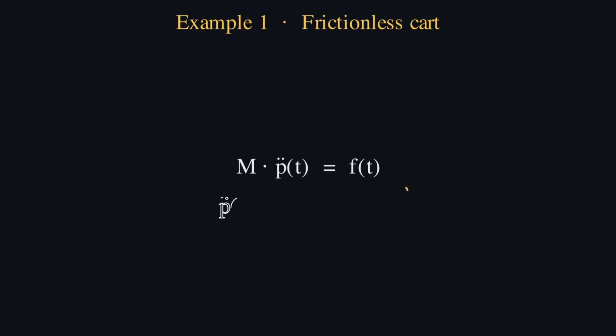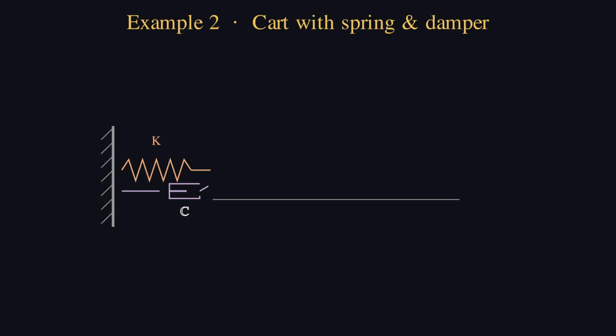The second example we are going to consider is a cart with a spring and a damper. So we are going to make it a little bit more complex. Now, our cart is connected to a wall through two elements. We have the spring, which is an elastic spring with an elastic constant K, and then a damper that's going to present some viscous friction with a constant C.